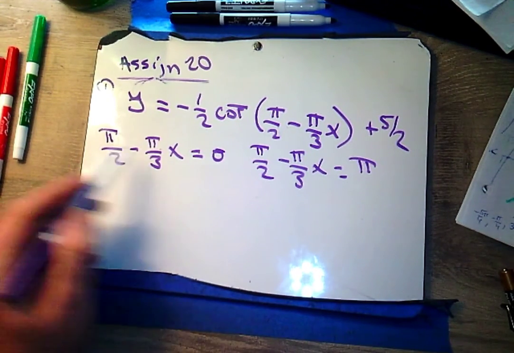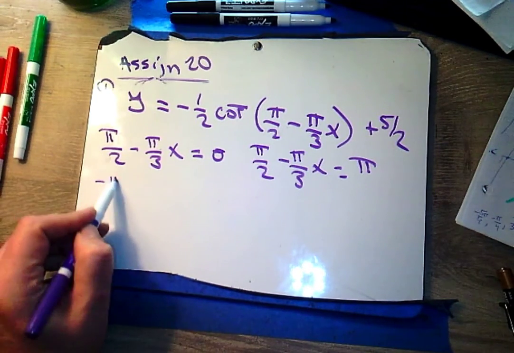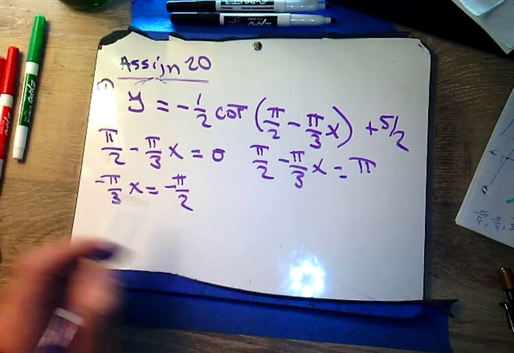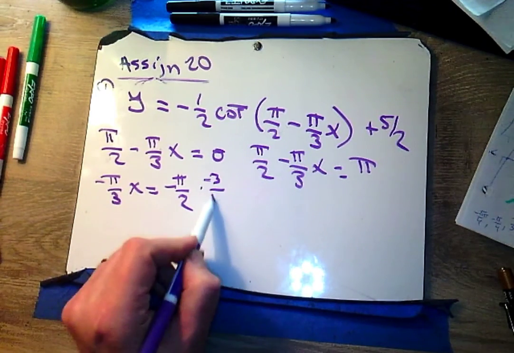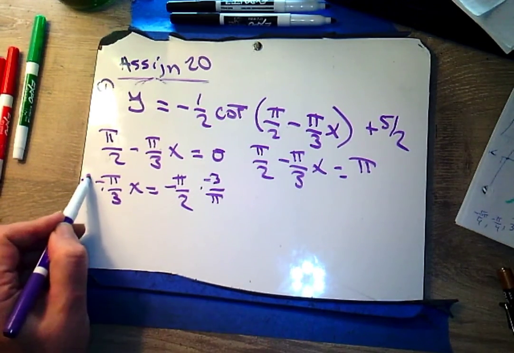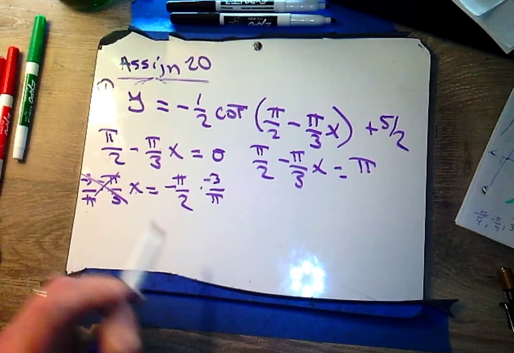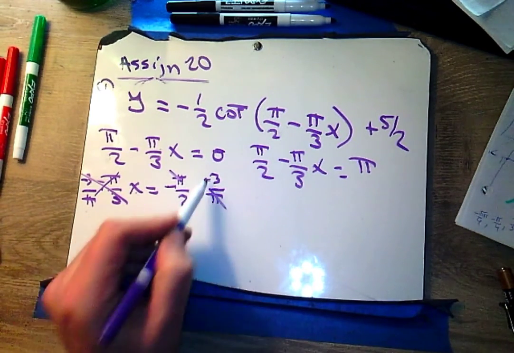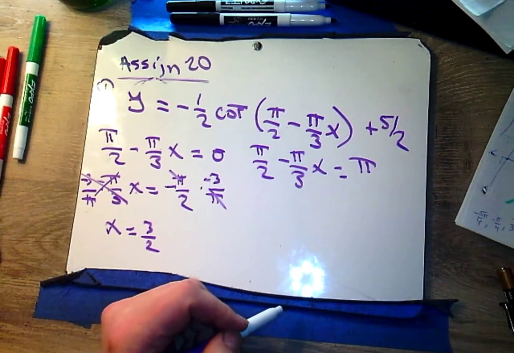Well, I like the idea of solving here. I'm going to subtract pi over 2 from both sides, and then multiply both sides by negative 3 over pi. That will allow me to cancel and cancel and get x by itself. So here the pi's cancel. Negative times negative is positive, and I get x equals 3/2.